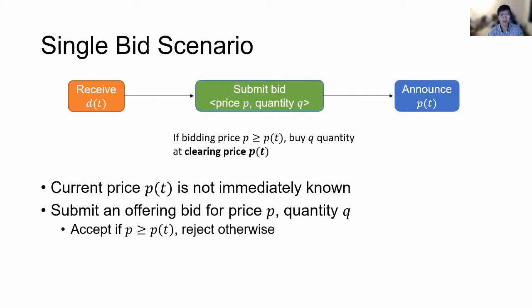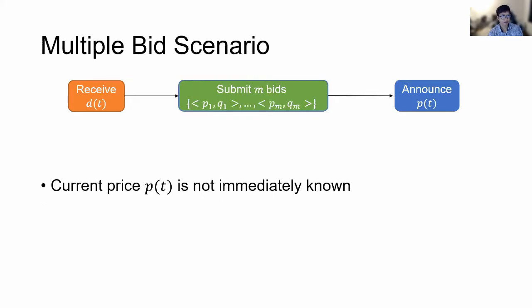In fact, because of this, the single bid scenario is somewhat trivial since the demand constraint will compel the participant to submit a bid that cannot be rejected. However, the multiple bid scenario has much more design space for deciding how to submit bids. In this setting, the participant submits m bids on the asset, each with price and quantity P sub i and Q sub i.